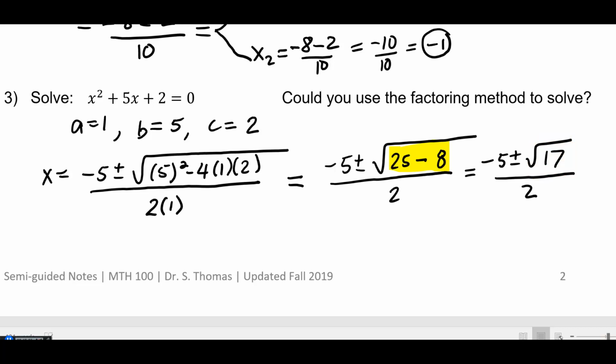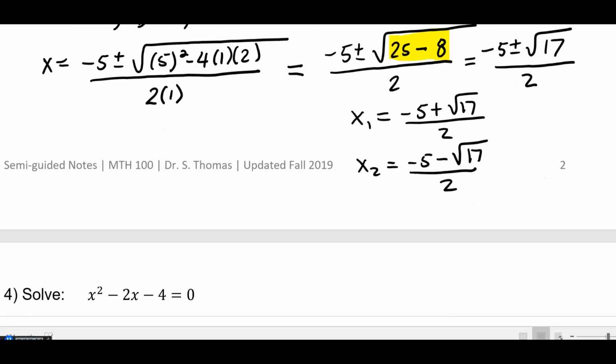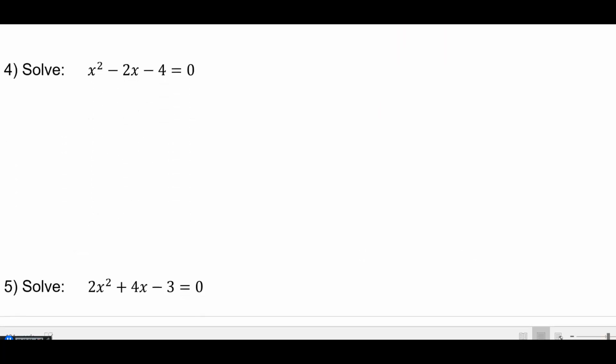So because of that, and because there's nothing else to simplify here, there's nothing else to make smaller, break down, then our two solutions are negative 5 plus radical 17 all over 2, and also negative 5 minus radical 17 all over 2. So these are our two solutions. All right, moving on to the next one.